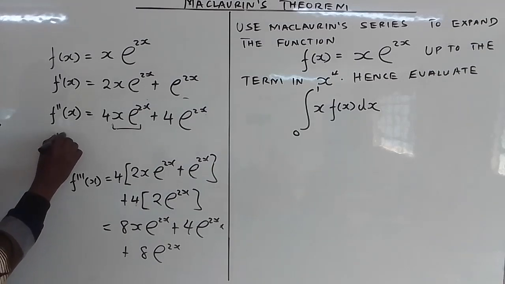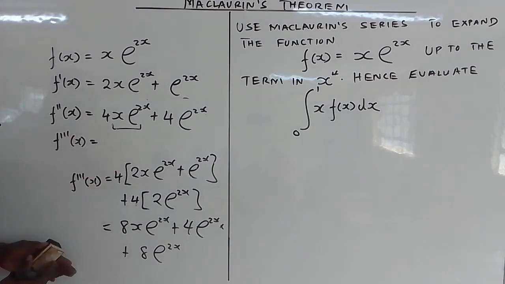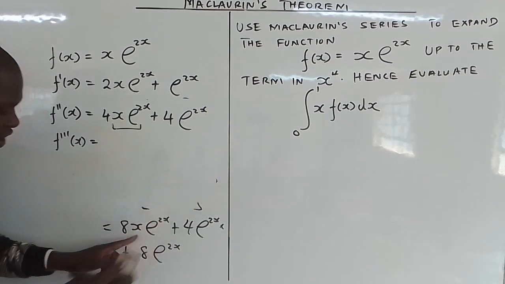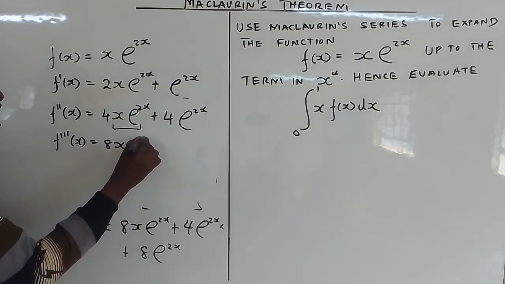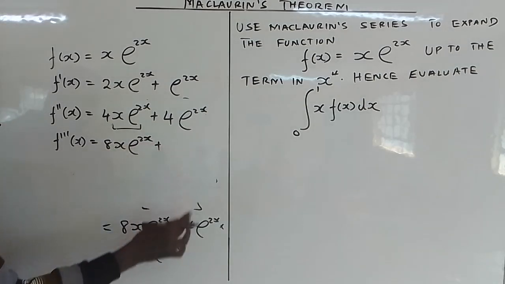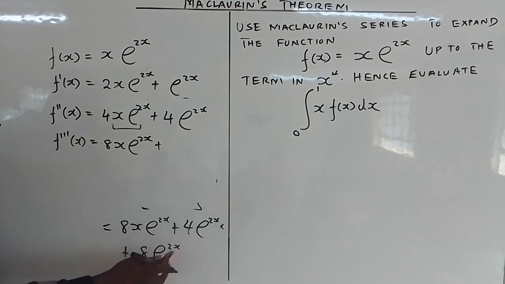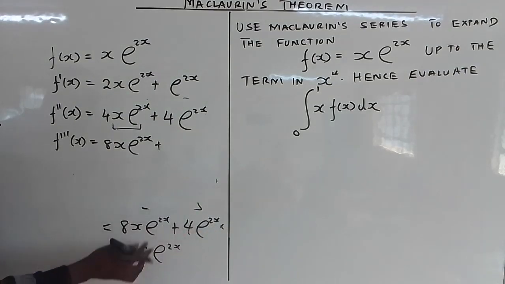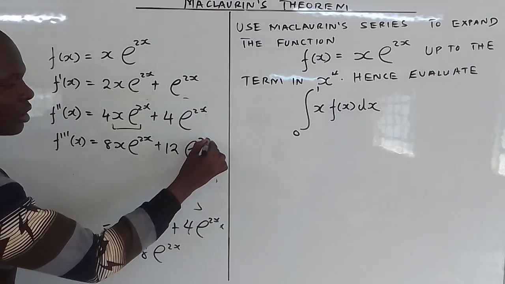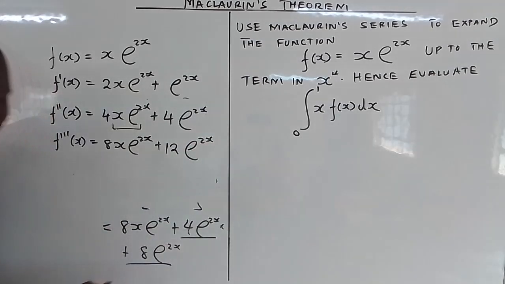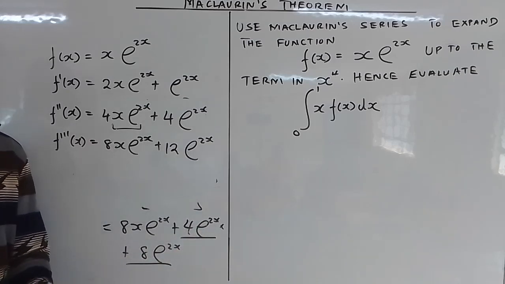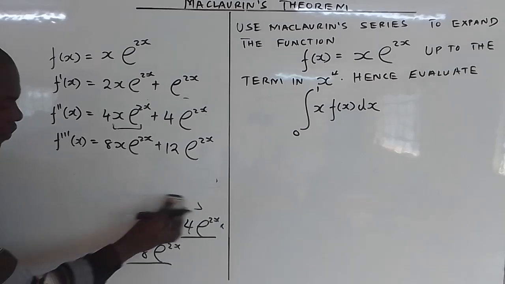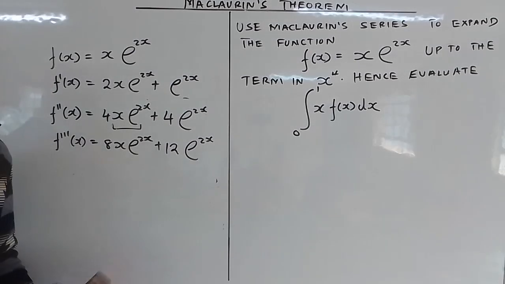So you come and record it here. F triple prime of x you found to be what? This is what you found. It is 8x exponential 2x plus 4 plus 8 exponential 2x, because this exponential 2x and this exponential 2x are the same. So 4 plus 8, you have a total of 12 exponential 2x, because this term has the same coefficient exponential 2x, isn't it? You join them together. So there we've now found the f triple prime of x.